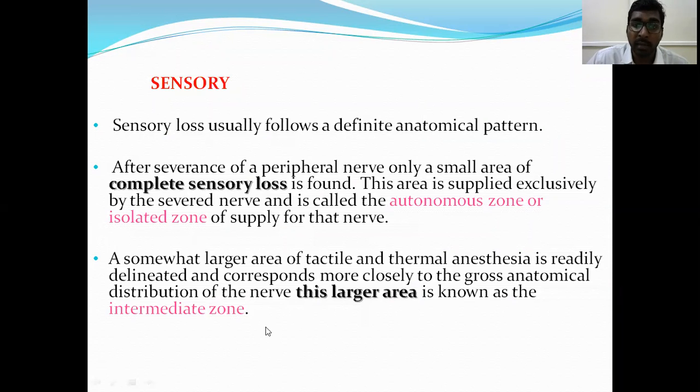And the somewhat larger area of tactile and thermal anesthesia is readily delineated and corresponds more closely to the gross anatomical distribution of the nerve. This larger area is known as the intermediate zone. So what are these isolated and intermediate zones?